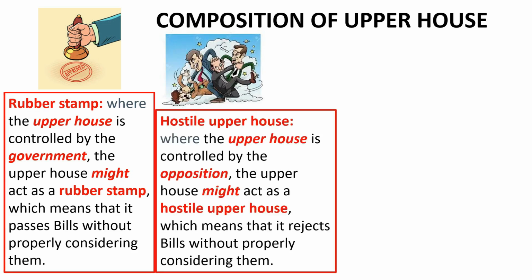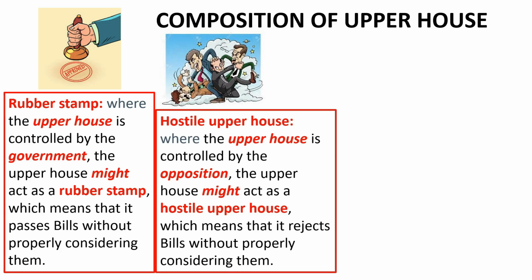The second scenario is where the upper house is controlled by the opposition. Where the upper house is controlled by the opposition, then there's the possibility that the upper house might act as a hostile upper house.